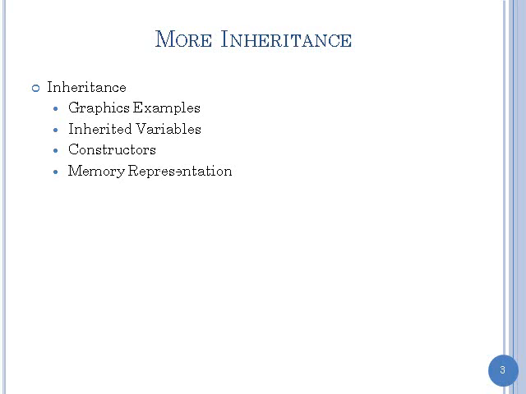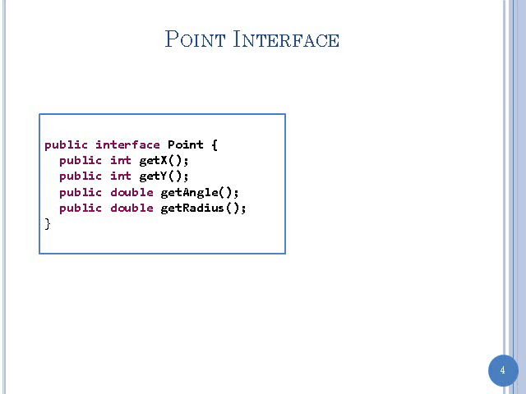Okay? And of course, variables and memory representation go together. So we'll also see how an object of an inherited class is stored in memory compared to an object of the superclass. So let's go back to something we've seen before, our point interface. Remember, this was the interface that had both Cartesian coordinates and polar coordinates. So we had, and this is something you guys have used in your project, so you probably know this very well.